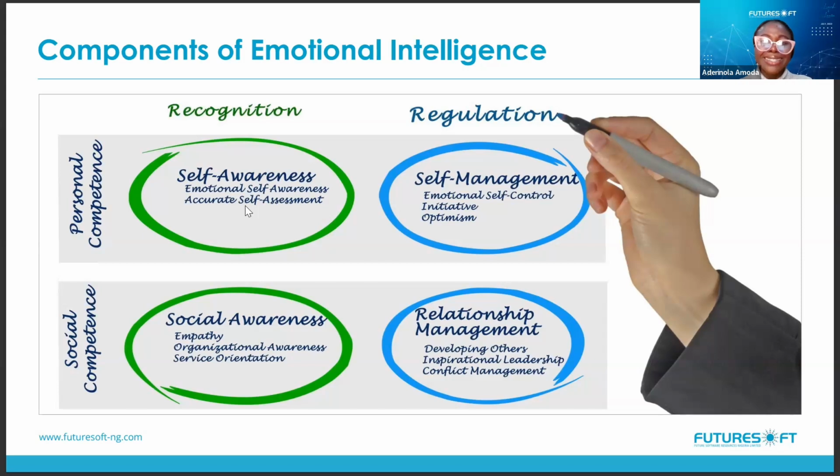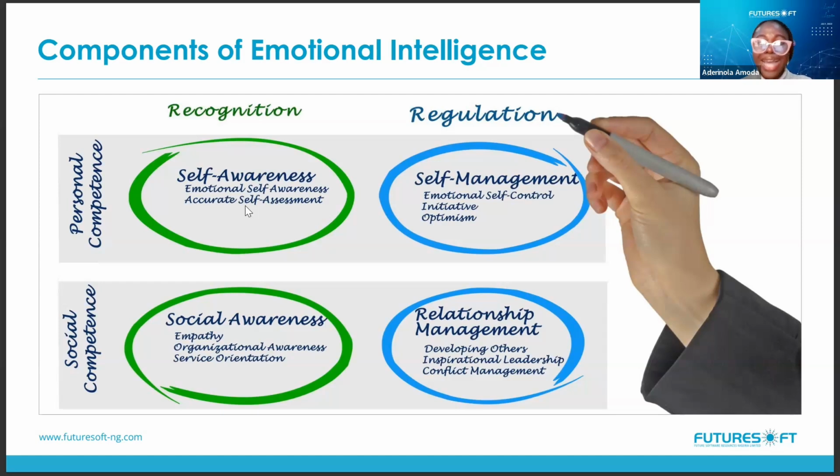Emotional intelligence is seen here as a set of interconnected competencies that enables individuals to navigate social interactions, understand the emotions of others, and build strong and meaningful relationships. Now, you see here that there's a highlight of recognition and regulation, which is in action.